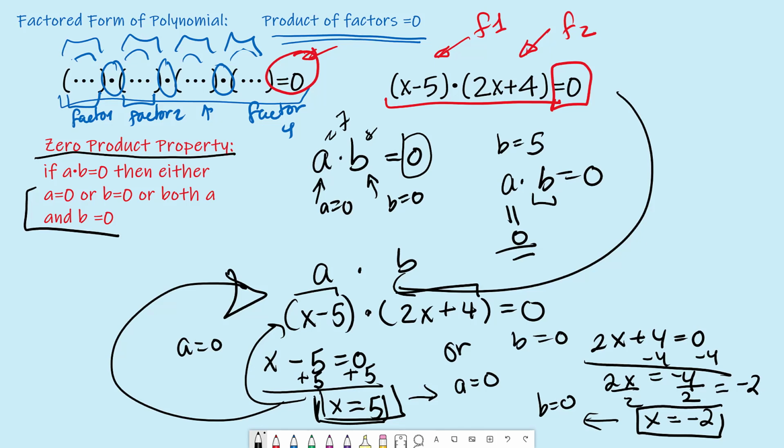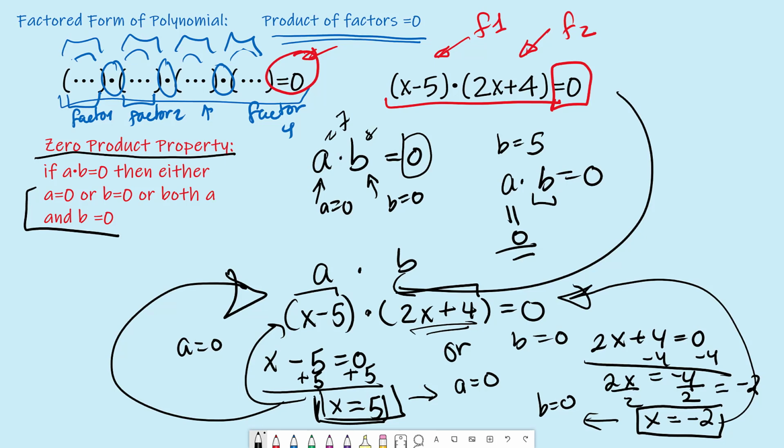And so then we have 0 times these other parentheses here, but that obviously equals 0. The same thing if we take x equals negative 2 and substitute it in 2x plus 4, so we get 2 times negative 2, which is negative 4, plus 4. Negative 4 plus 4 equals 0. So now we have our b equals 0, and so we have 0 times x minus 5. But 0 times anything is 0.